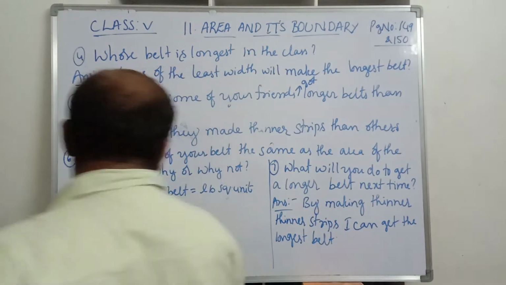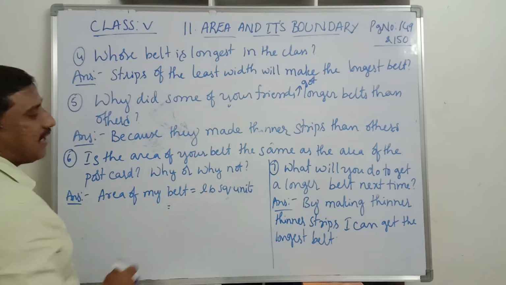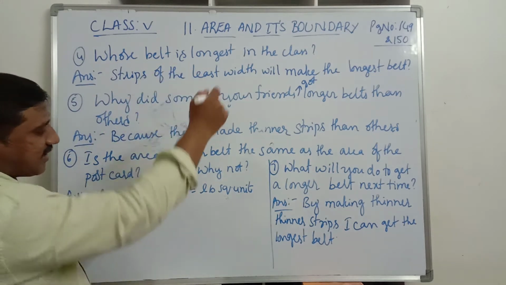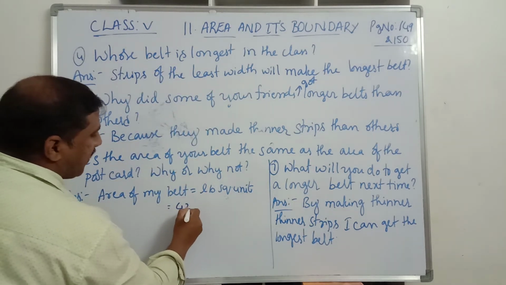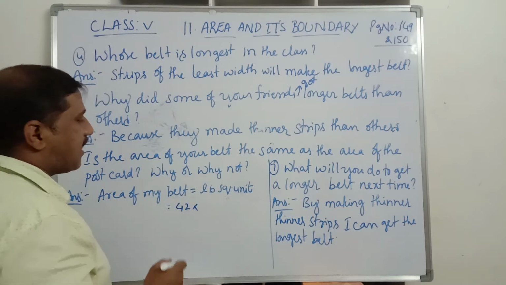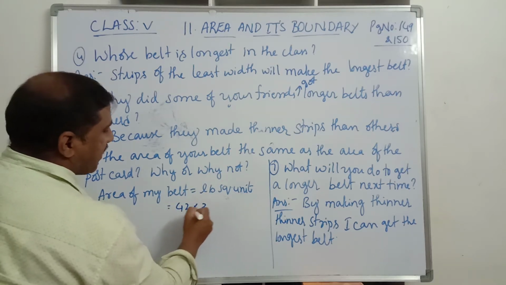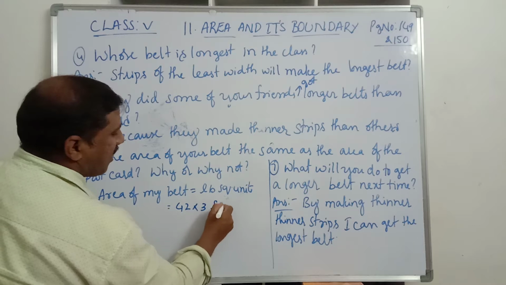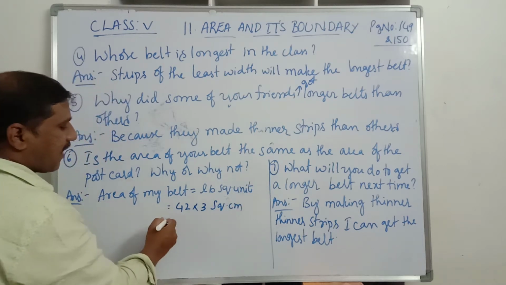Now find the area of my belt, which is equal to length into breadth square units. So what is the length? It is 42 centimeters. And what is the breadth? It is 3 centimeters. 42 into 3 square centimeters. Now multiply.